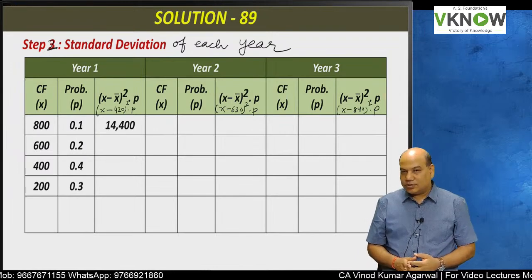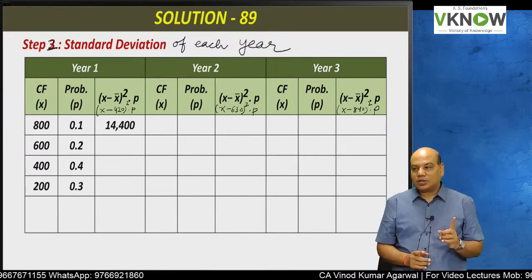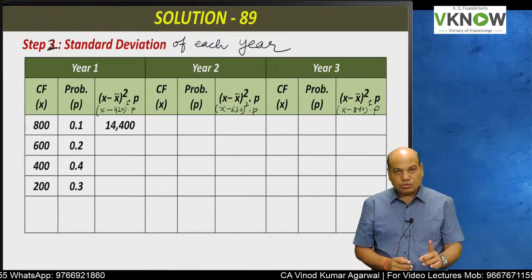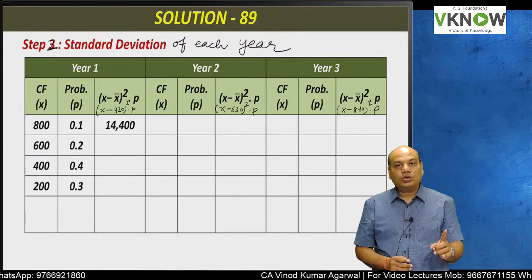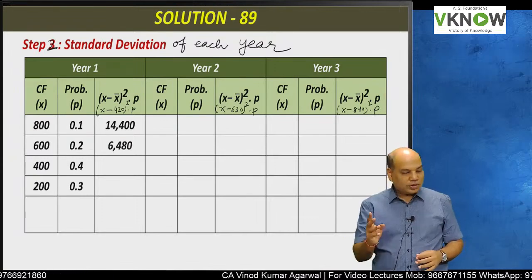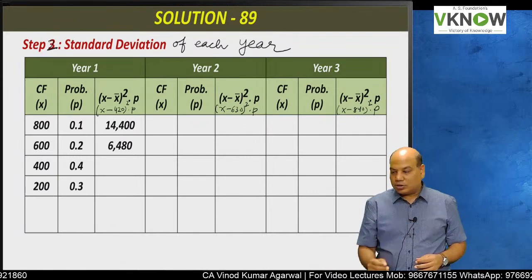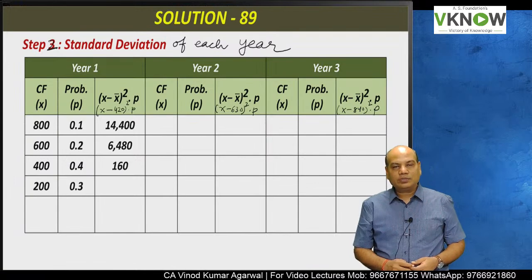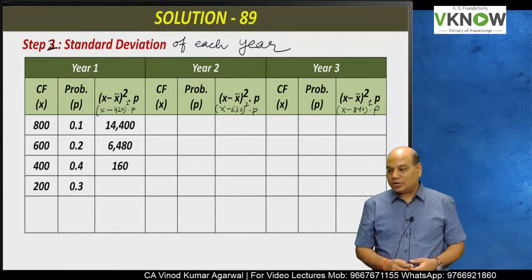14400. Next year, try next year. 600 minus 420 into equal to, into 0.2 equal to, memory plus. Learn to use calculator. 6480. Come on, next year. 400 minus 420 square into 0.4, 160.